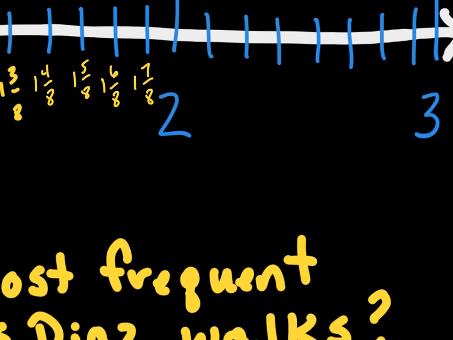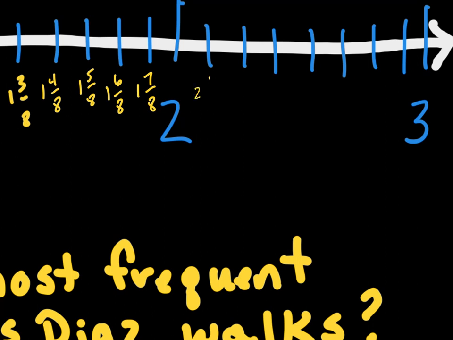Now let's continue on. Now we have 2 and 1/8, 2 and 2/8, 2 and 3/8, 2 and 4/8. 4/8 equivalent to a half. 2 and 5/8, 2 and 6/8, 2 and 7/8, and then 2 8/8 would be 3 wholes.